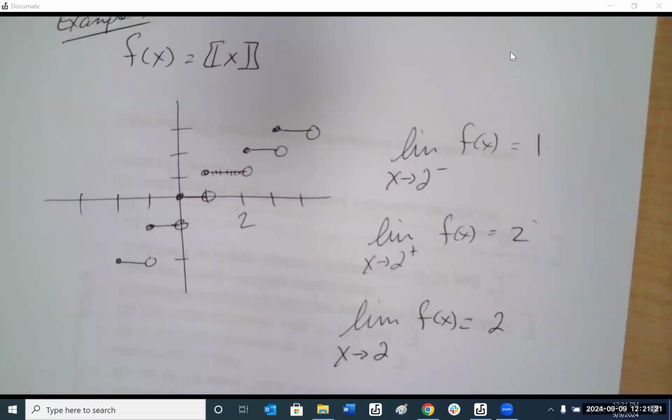Can we make a function continuous? The safe answer is yeah, why not? Sure, but how?